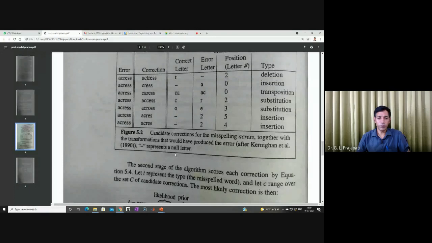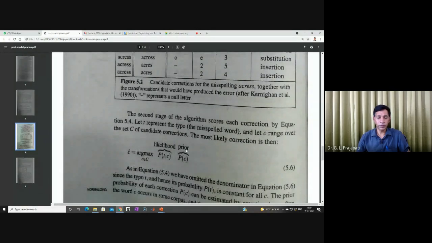And you may be interested to know what is the probability for the T. What is your interest? Your interest is to determine whether C is the candidate of correction. Your interest is to determine the probability for C given T. And for getting the same information, you have computed this.